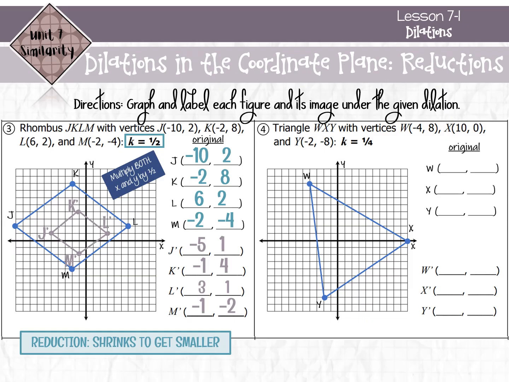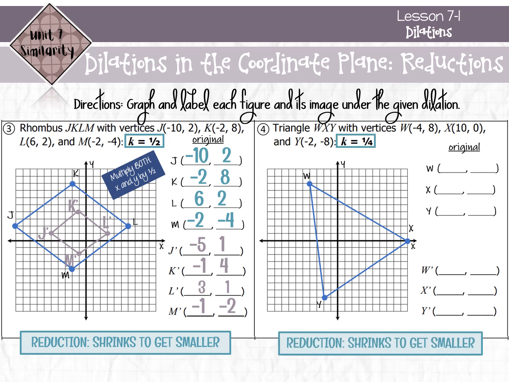Triangle WXY in example 4 has vertices W at -4, 8, X is at the point 10, 0, and Y is at the point -2, -8. K is 1/4. Yes, it's going to get smaller, even smaller than the last one, shrunk down. Put in our original points. I already have them graphed there for you.